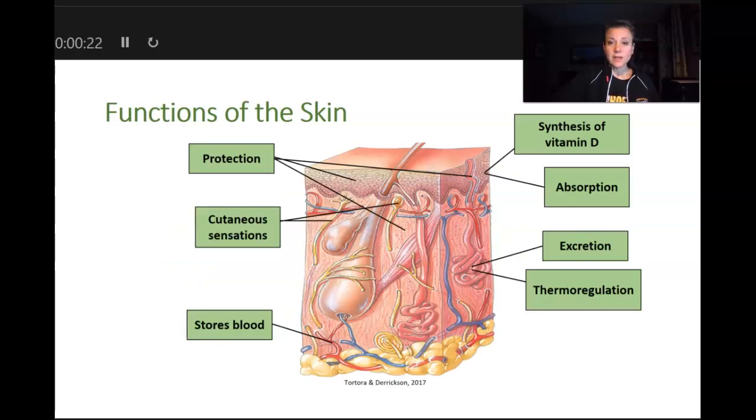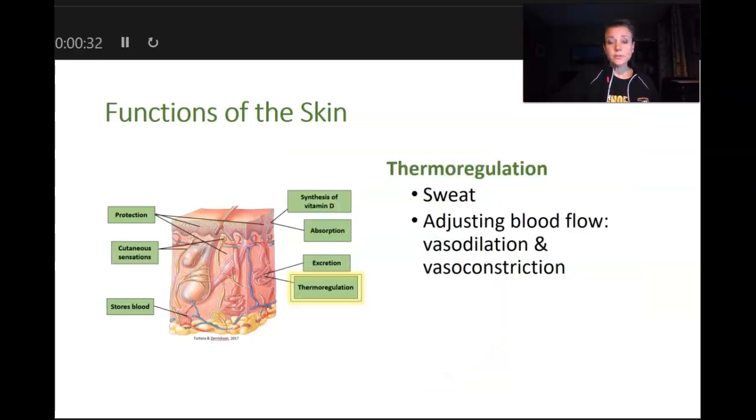You can see that I've got a number of them listed here, and they're pointing to various places in this chunk of skin where they are going to occur. So the first function is thermal regulation, which means that our skin is going to play a role in maintaining a balanced temperature inside of our bodies. This is called thermal regulation, and one way in which the skin does that is by producing sweat.